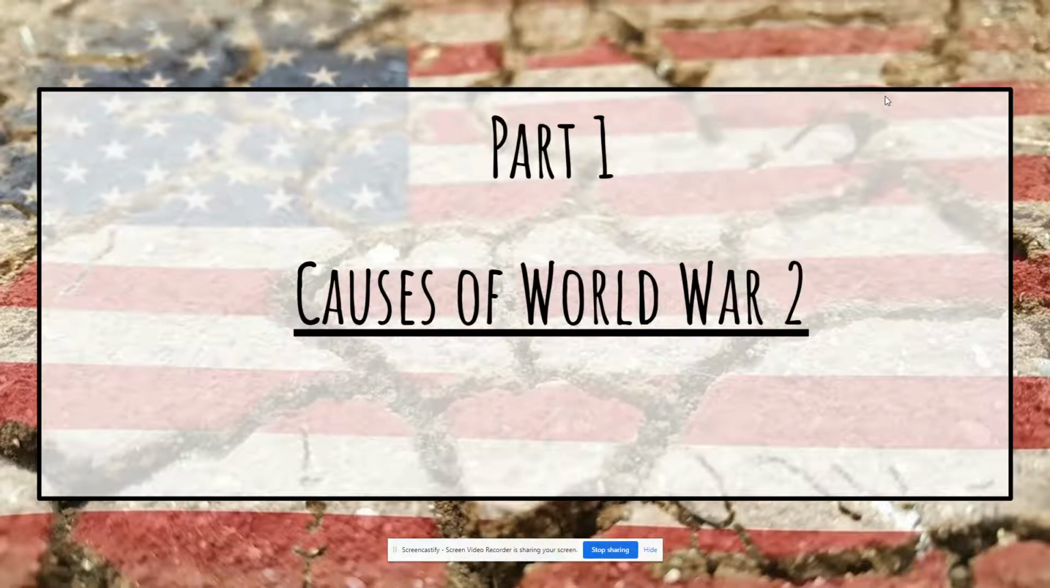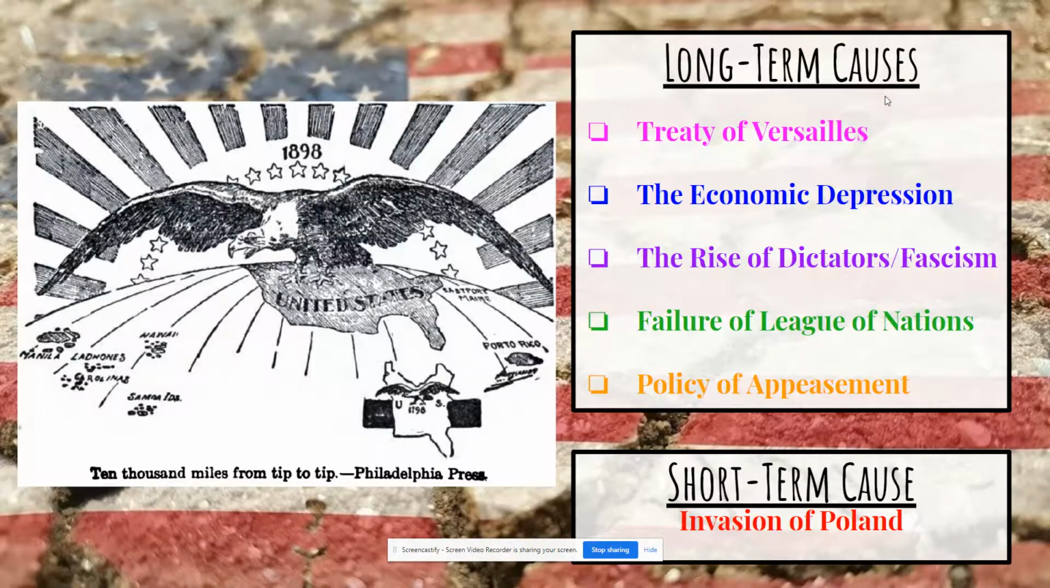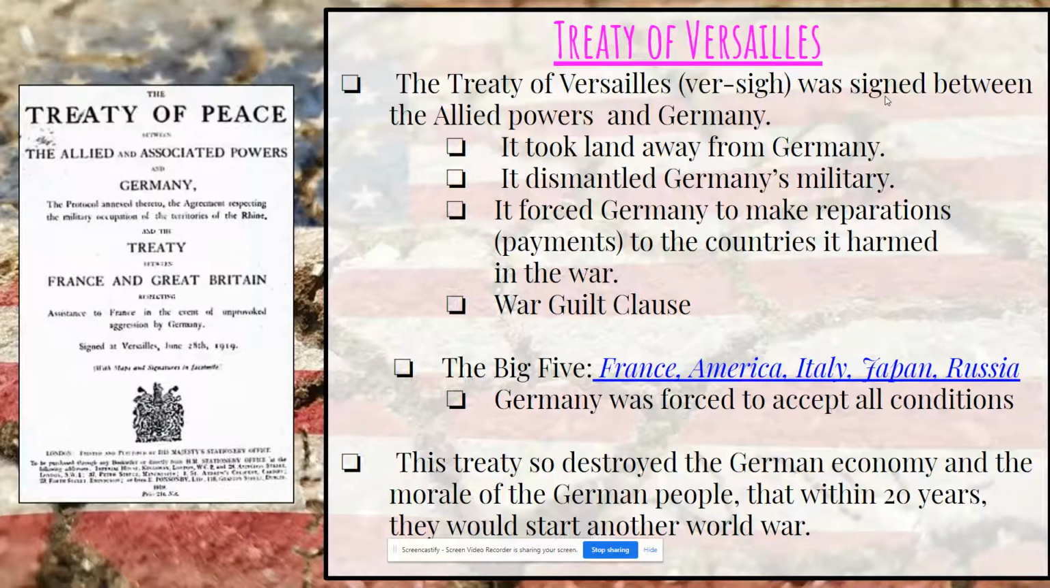So here is part one. What are the causes of World War II? So remember, everything that happened at the end of World War I kind of set the stage for where we're going to be with World War II. So here are the long-term causes. One is the Treaty of Versailles. Two is the economic depression, the Great Depression, which we learned about in Part A. Then the rise of dictators and fascism, the failure of the League of Nations, and a big one is the policy of appeasement, which we'll talk about. The short-term cause, meaning the last thing that ultimately led to World War II, will be the invasion of Poland, and we're going to discuss all these in detail starting right now.